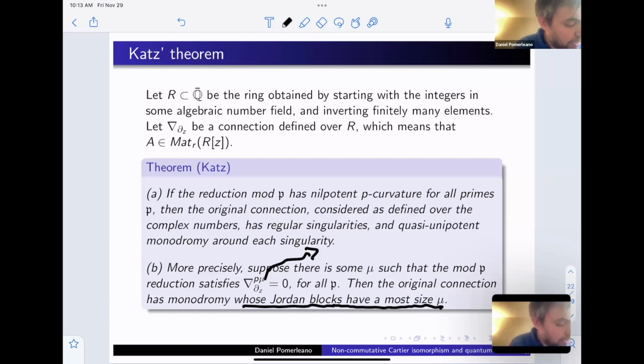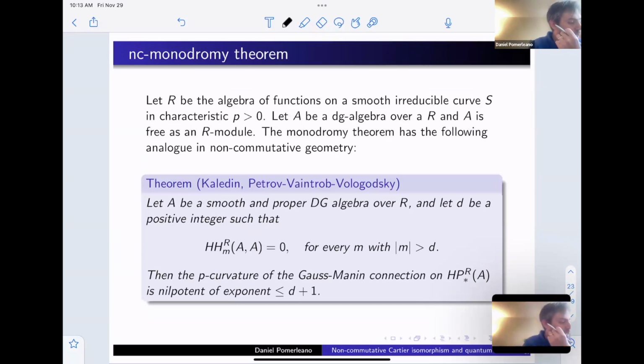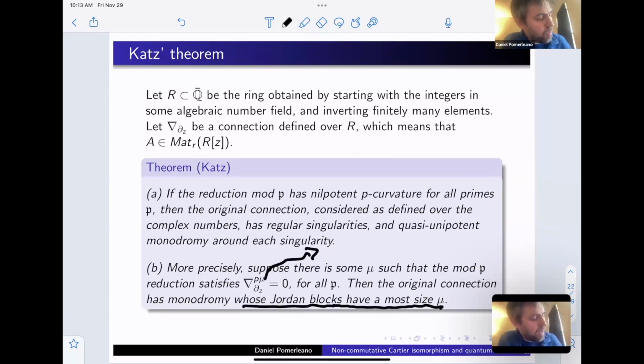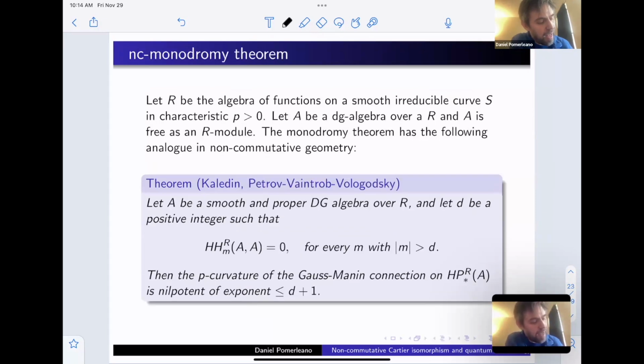Now here comes the thing that was supposed to be my title, but I definitely didn't have much time to really explain it or delve into it. What Katz proved is that if one looks at the de Rham cohomology of a family of algebraic varieties in characteristic p, then the p-curvature of that connection will be nilpotent. Very recently, Kaledin and then, really, Petrov, Vaintrob, Bologodsky, building heavily on work of Kaledin, have generalized Katz's work to the setting of categories.